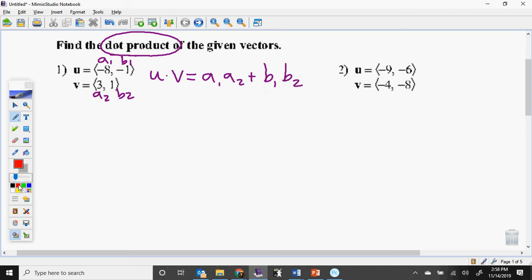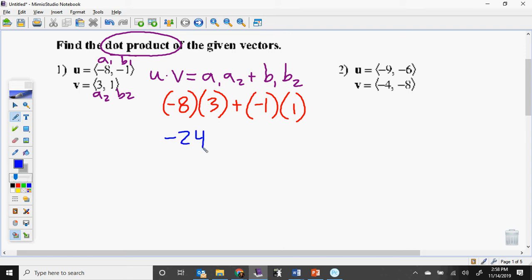So if we actually do this, our A1 will be negative 8 times 3 plus negative 1 times 1. Multiply those two together. Negative 24 plus negative 1, so minus 1, gives me negative 25.